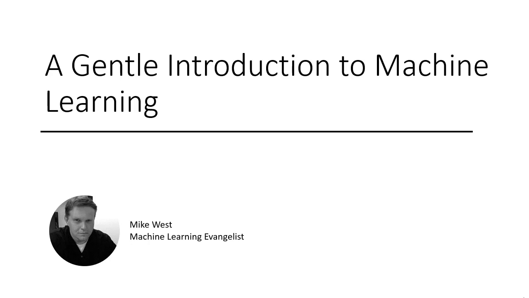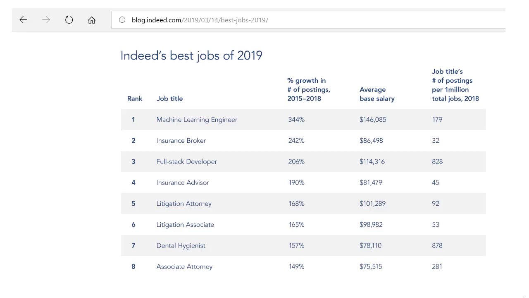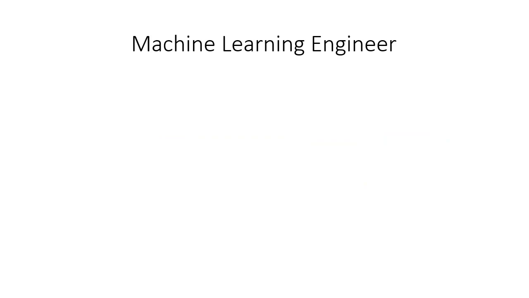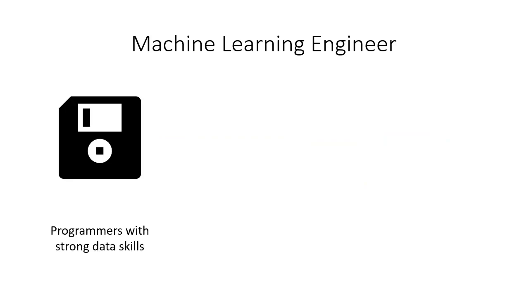According to one of the most popular job boards, Indeed.com, the top job in the world in 2019 is the machine learning engineer. In this course, you'll learn all about machine learning, data science, artificial intelligence, and a ton of other terms that will help you understand the machine learning space. At a very high level, a machine learning engineer is a programmer, highly skilled at working with data.